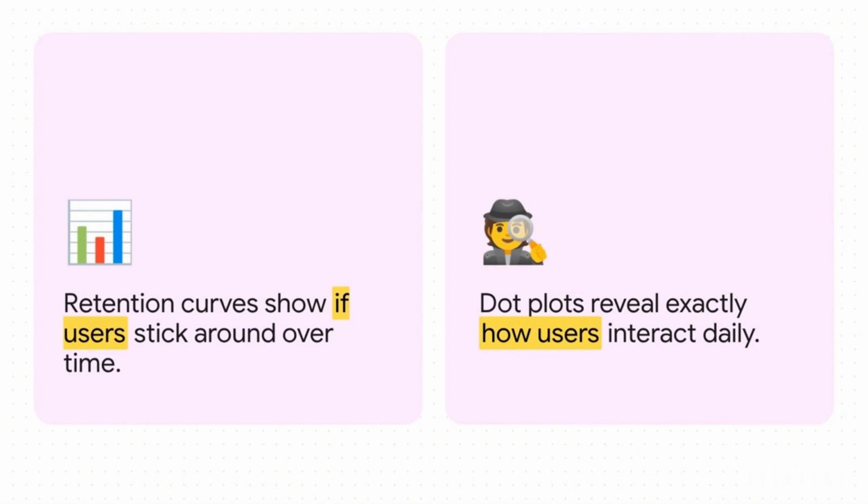Now, what's really interesting is how you layer this. The ultimate strategy is pairing the dot plot alongside your cohort retention curves. The retention curves give you the macro view, right? They tell you if users are sticking around. But the dot plots, they give you the absolute crucial micro view. They show you exactly how those users are actually spending their time. When you use them together, you get this perfect 360-degree view of your product's actual health.